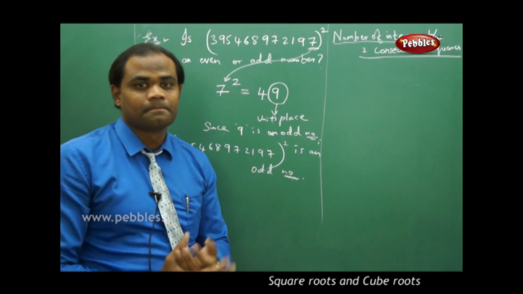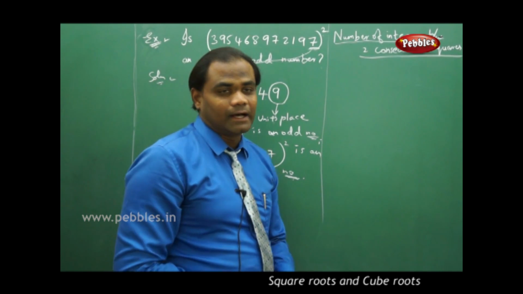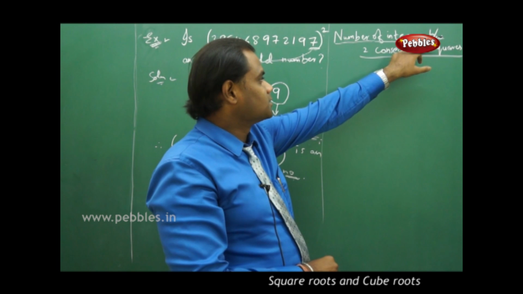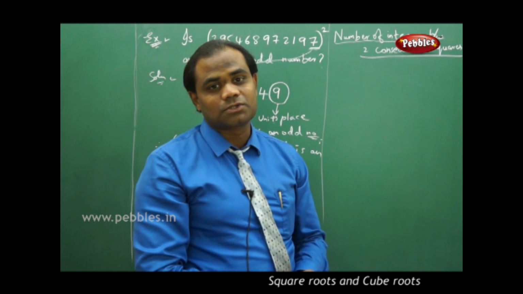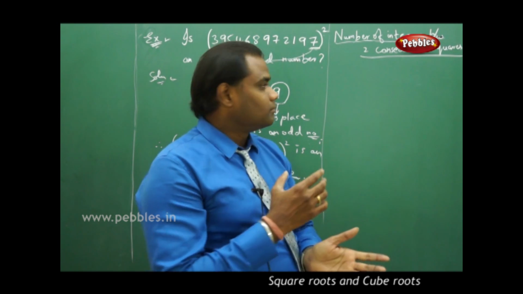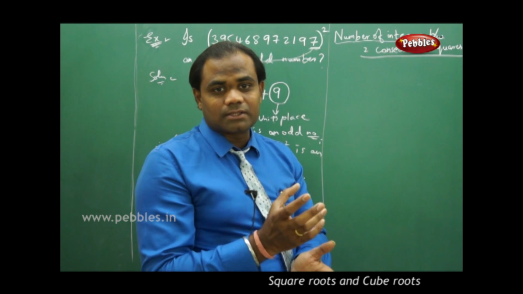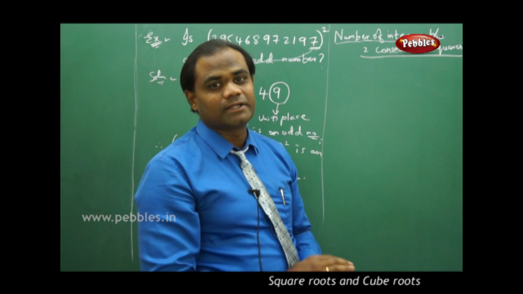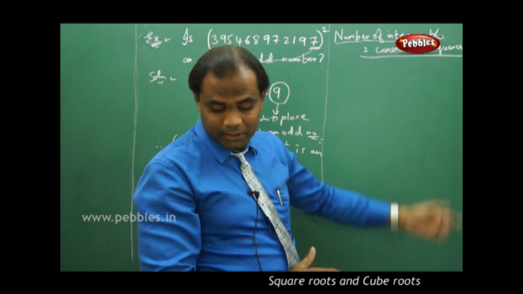Next, continuing from here, the next concept is I want to find the number of integers which lie between two consecutive squares. So let me take two square numbers, two consecutive squares, and I want to find how many integers lie between them. Let's take 1 or 2 examples to understand this concept more clearly.